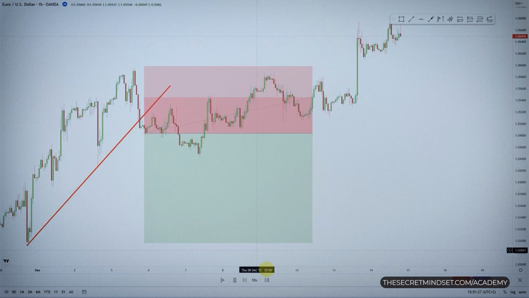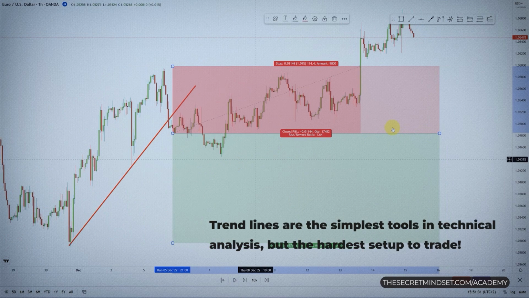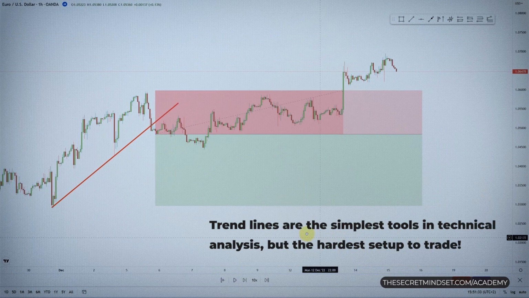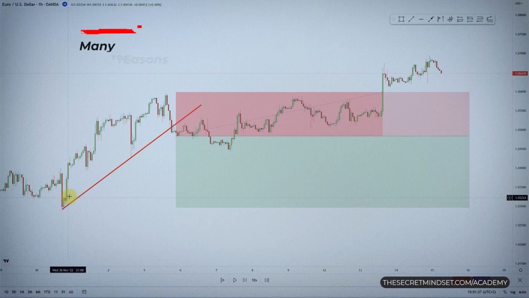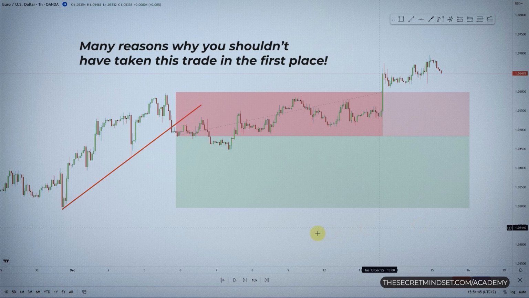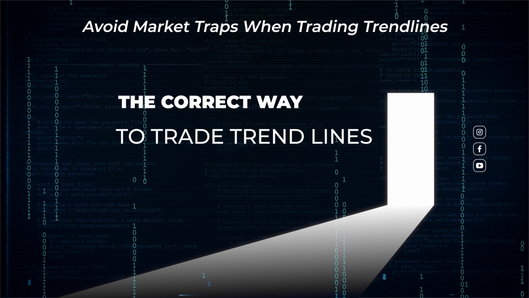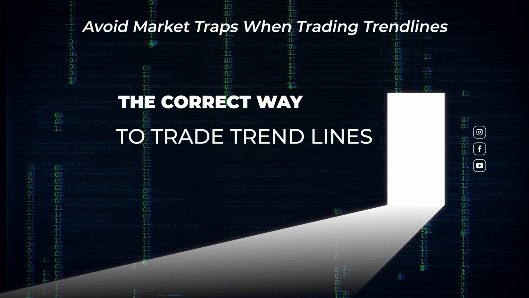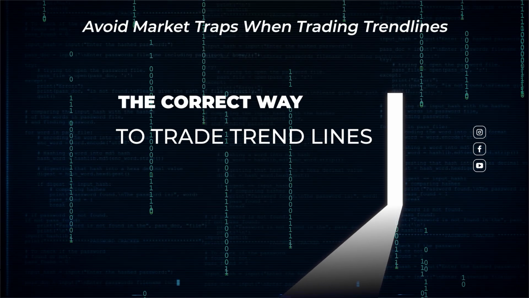Sounds familiar, right? Trend lines are the simplest tools in technical analysis and may be the hardest setup to trade, much harder than a classic support or resistance level. In this example, I see maybe 4 or 5 reasons why you shouldn't have taken this trade in the first place. If you're guilty of making the same mistake, get ready to take some notes because you're about to discover the keys to mastering trend lines and how to make the most of your trading strategies.